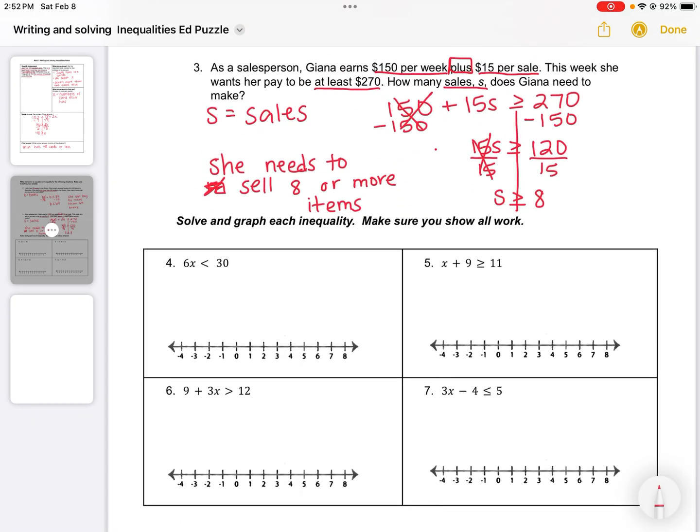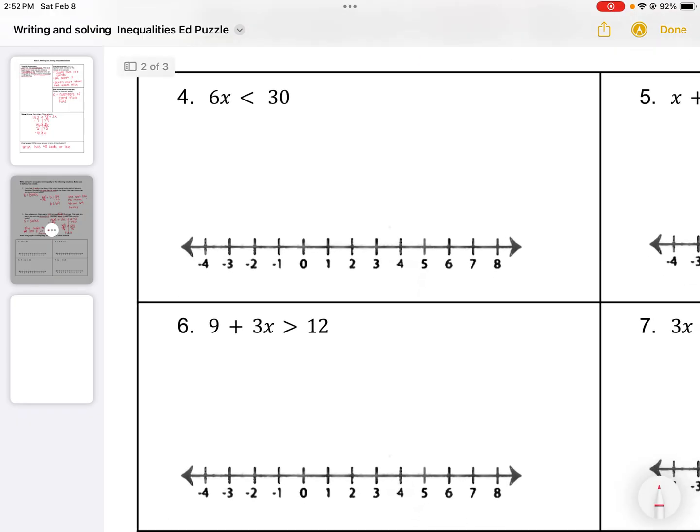Now time to go away from the word problems. We are just going to strictly be solving and graphing inequalities now. Number 4. Again, I'm going to run through the steps to double check that I get everything. Number 1, there are no like terms that I can simplify. Step number 2, I need to look to see if there's any adding or subtracting. In number 4, there is no addition or subtraction.